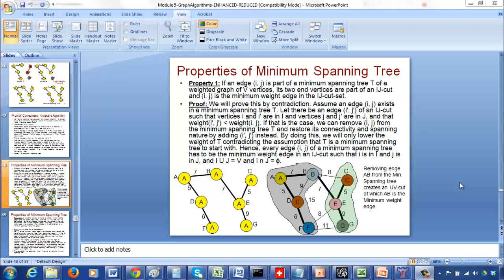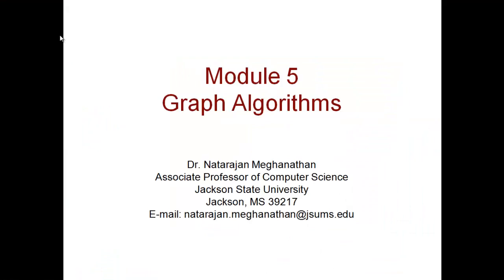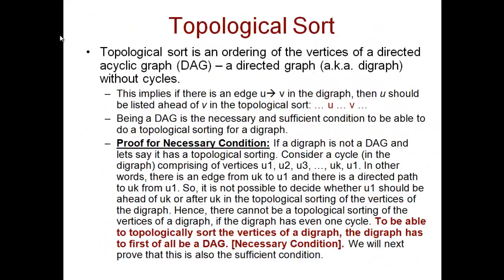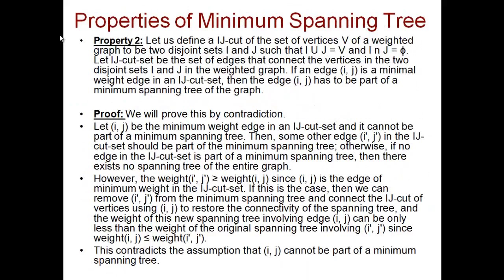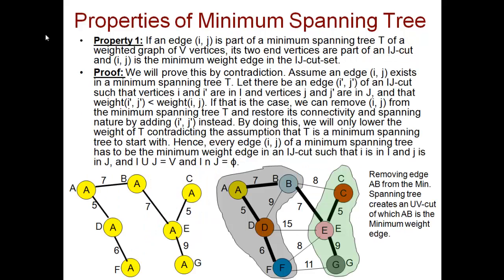Okay, so now we'll prove some of the properties of minimal spanning trees. The first property we are going to prove is that given a minimal spanning tree like this, if we remove an edge ij from that tree, so let's pick this edge from B to E as our ij edge. If I remove that edge from this minimal spanning tree, it's going to create two components.